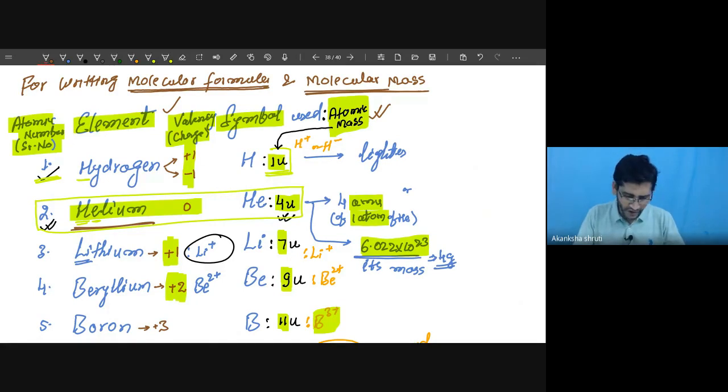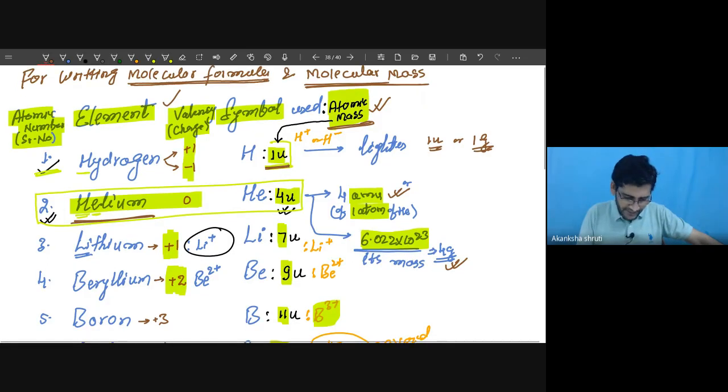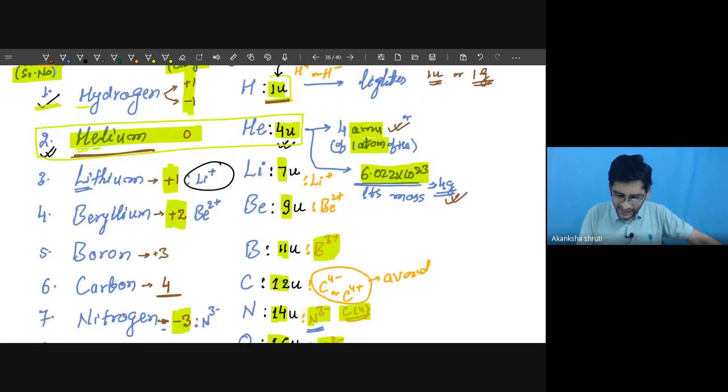For the atomic mass, we had already learned earlier, but let us quickly revise. Hydrogen, one atom means one atom of hydrogen, its mass should be taken as 1 U. Or if it is Avogadro number of atoms or 1 mole of atoms, its mass should be taken as 1 gram. Helium is 4 U or 4 gram. Lithium, 7 U or 7 gram. Beryllium, 9 U or 9 gram.